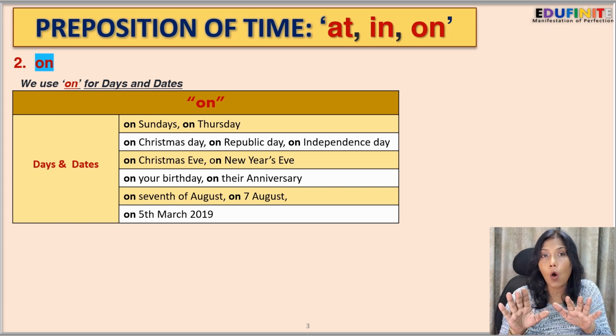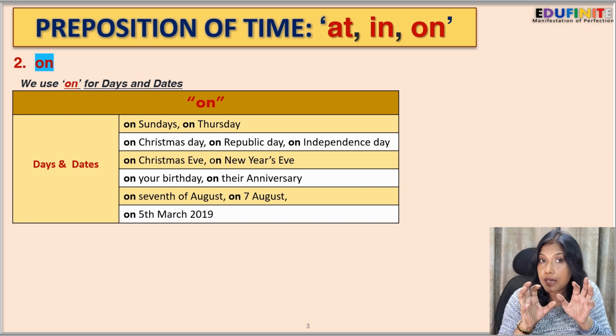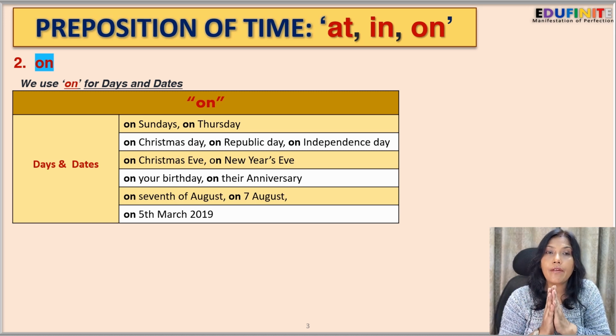But over here, on is a little less precise, a little more general, because at is very precise, but on is less precise. Here we consider the whole day. So it's on Christmas Day, on Republic Day, on Independence Day, or on Christmas Eve, on New Year's Eve, again on your birthday. We are focusing on the day. On their anniversary.